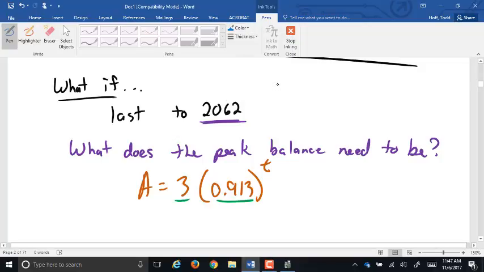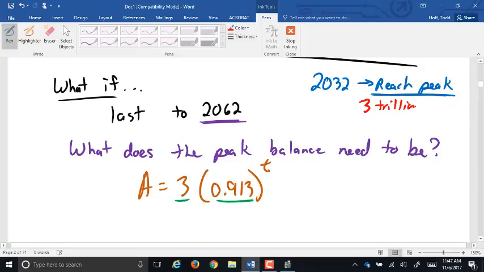Now you remember this model was created in 2032, we predicted we're going to reach that peak. And we predicted what would be the balance in 2032? The 3 trillion, right? Yep. So this is the peak here.